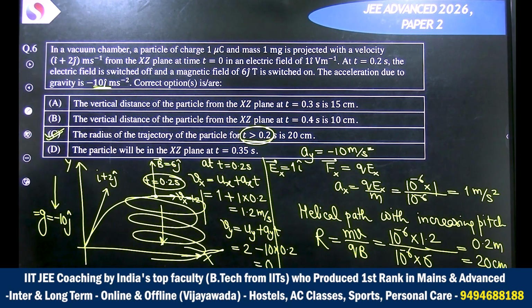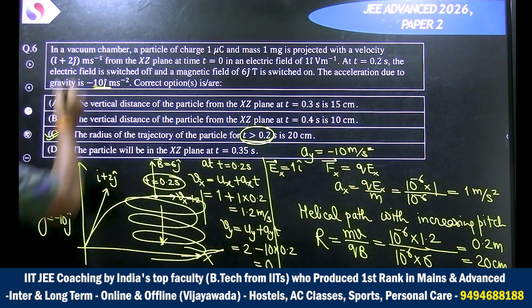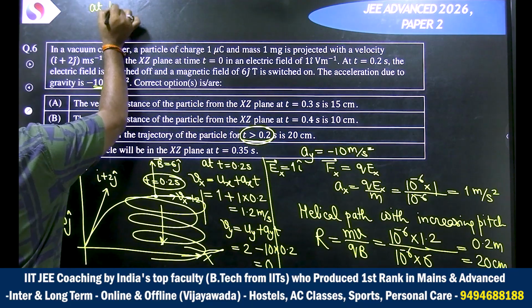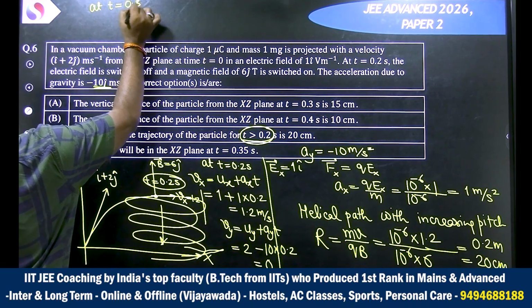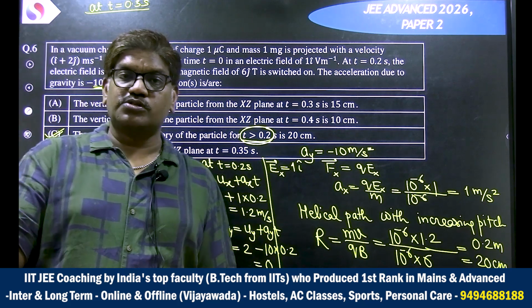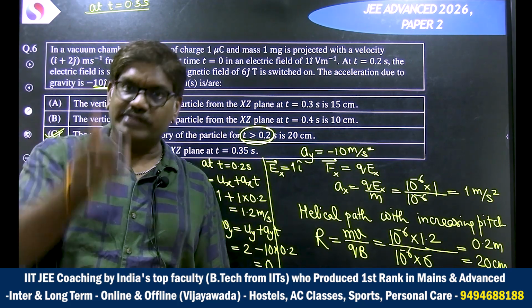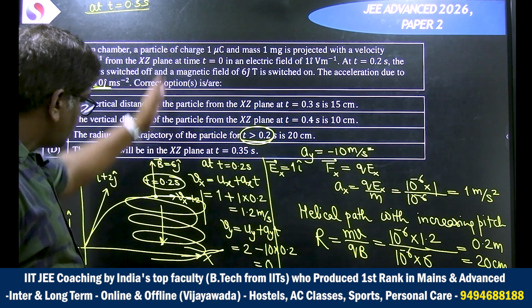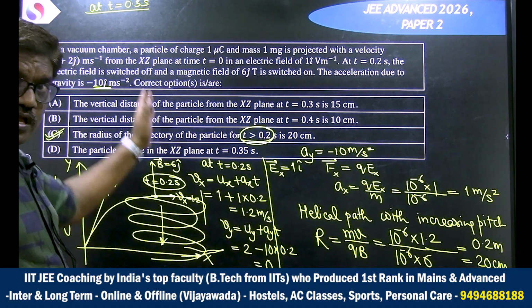So let's talk about these 3 instants. First is at t equals 0.3 second. After t equals 0.2 to 0.3, only acceleration will be acting. So there will be no velocity in the y direction, only acceleration is there.